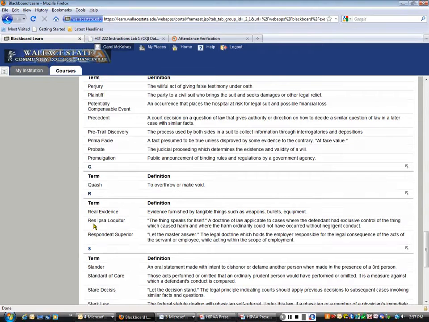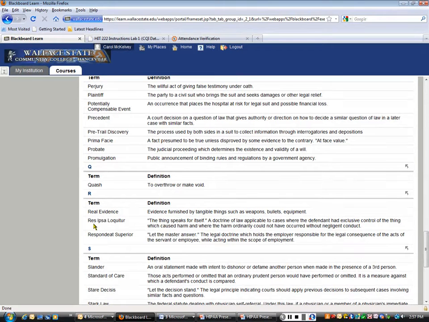Okay, this term, res ipsa loquitur. And many times you'll hear people just say res ipsa. That literally means let the thing speak for itself, or the thing speaks for itself. It's a doctrine of law applicable to cases where the defendant had exclusive control of the thing which caused harm, and where the harm ordinarily could not have occurred without some type of negligent conduct. Okay, again, let's speak English, even though we're saying res ipsa loquitur. That's how you pronounce that term.